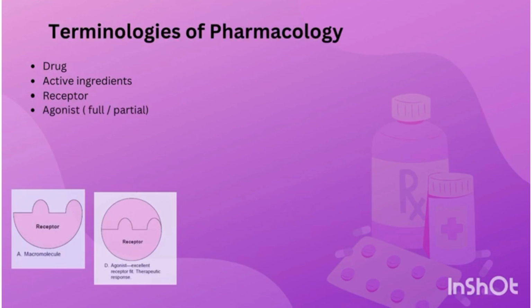Full agonist produces a strong and maximum biological response, whereas the partial agonist produces a relatively weak or moderate limited biological response. Antagonist is a drug that binds into a receptor but does not produce a response, blocking the effect of agonist.